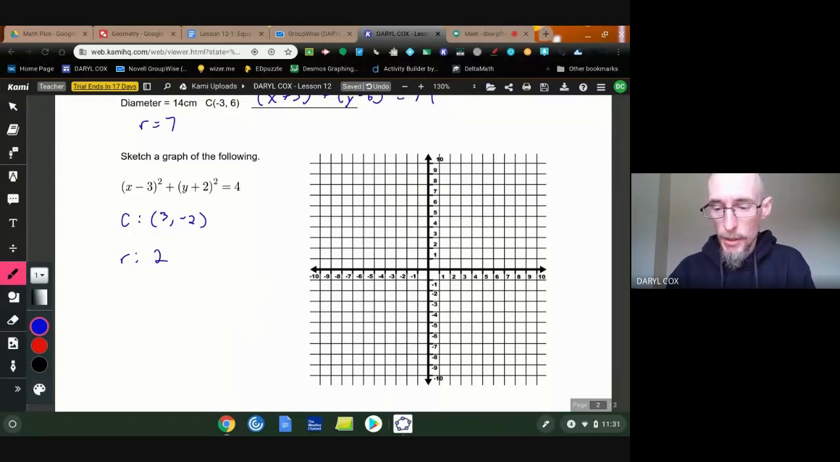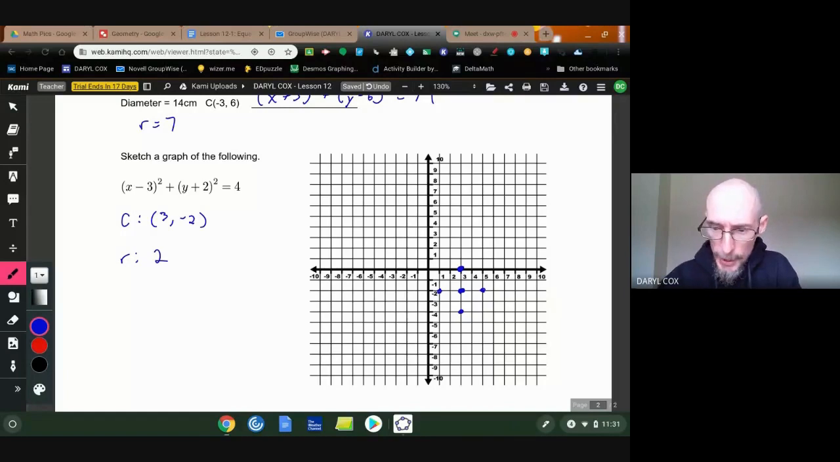So I'm going to sketch my center. So that's over 3, down 2. So I'm going to put my center here. Now, when I sketch the circle, the radius of 2, I'm going to make 4 points, basically north, south, east, and west. So I'm going to go up 2 from my center. I'm going to go over 2 from my center, and down 2 from my center, and over this way 2 from my center. Those 4 points I'm going to connect in something resembling a circle.